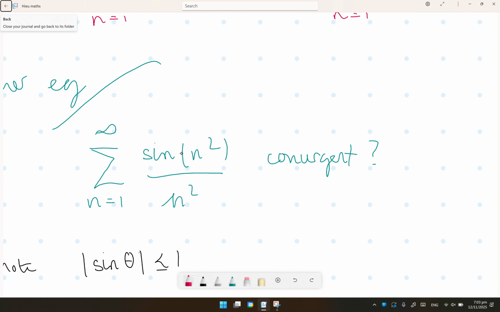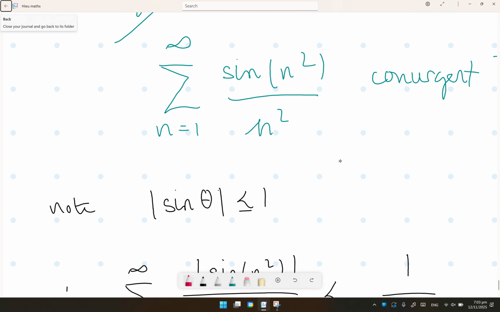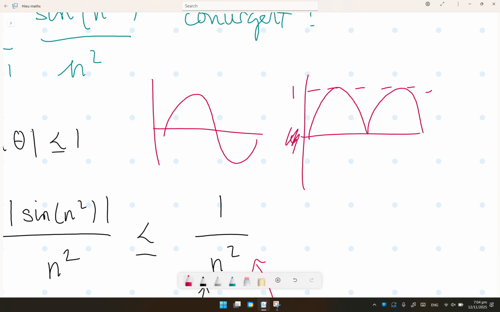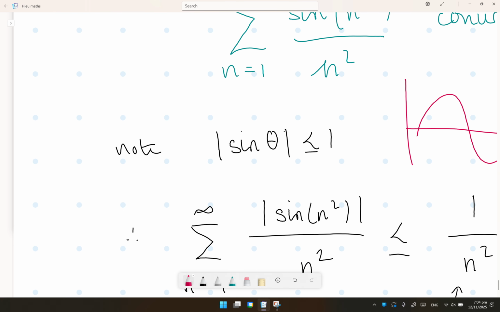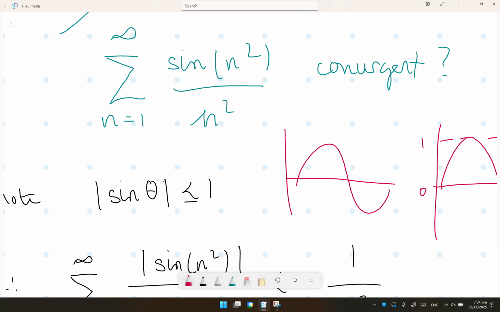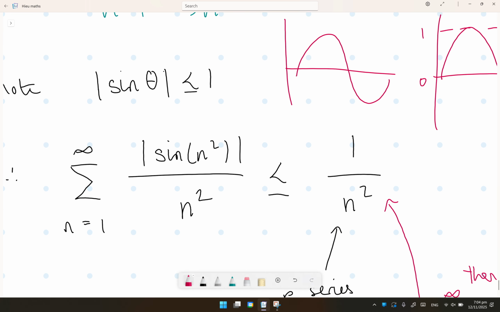We have sine of n squared over n squared, right? And we need to see if this is convergent or not. Well, one thing we realize is that because of how sine looks, if you were to take its absolute value, it's going to look something like this. And this value is always going to be between 0 and 1. Sine of theta, the absolute value of that, is always going to be smaller than or equal to 1. And what you can do is set up a comparison system where we can do a direct comparison test. So let's see how we do this.